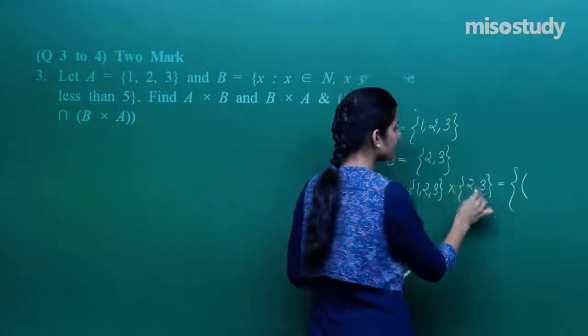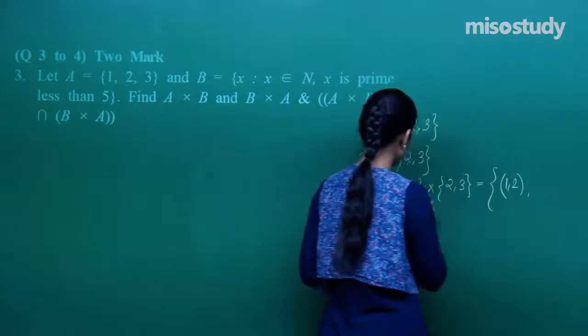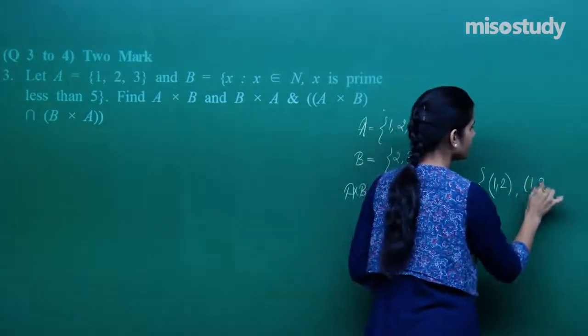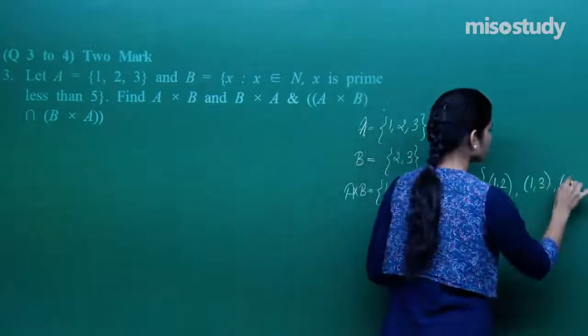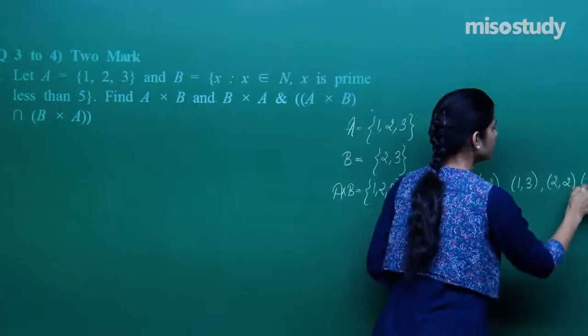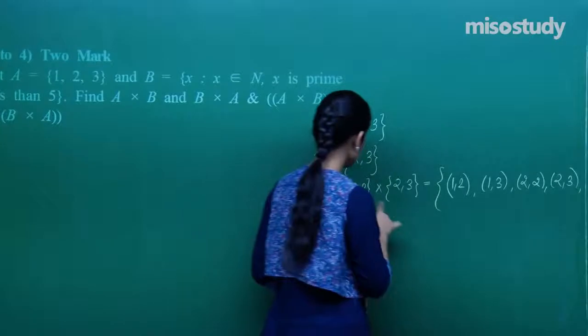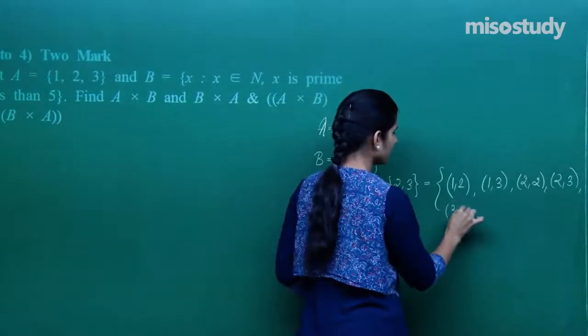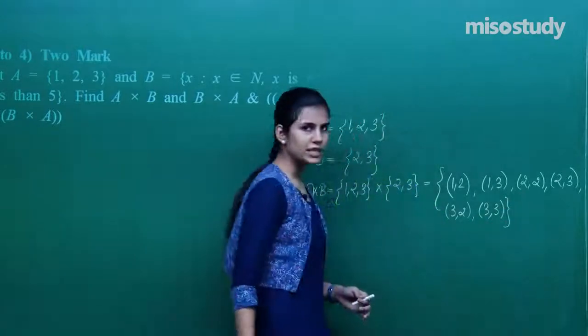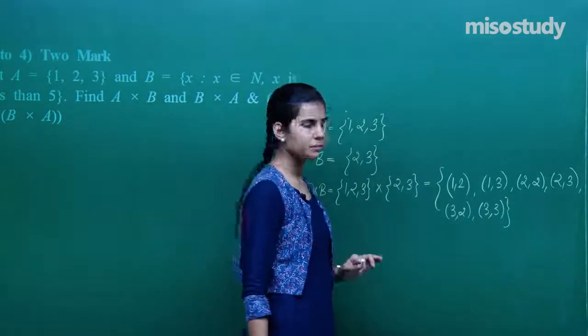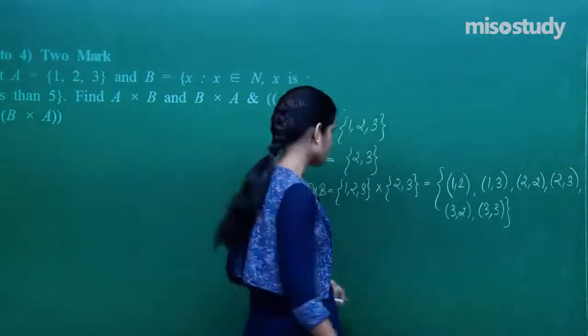1 gets paired up with 2, 1 gets paired up with 3, then 2 gets paired up with each element of set B. So 2 gets paired up with 2, 2 gets paired up with 3, then 3 gets paired up with each element of set B. So 3 gets paired up with 2 and 3 gets paired up with 3. That's the ordered pairs sitting inside the Cartesian product of these two sets.